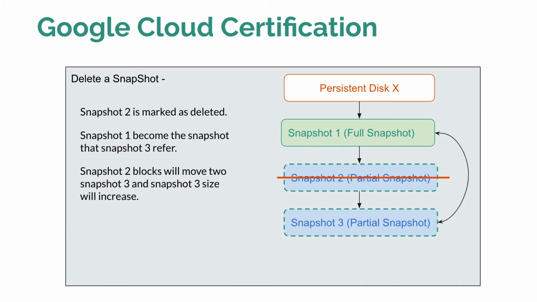It means whenever we delete any snapshot which is in between two snapshots, the deleted snapshot data will be moved to the next snapshot in Google Cloud.